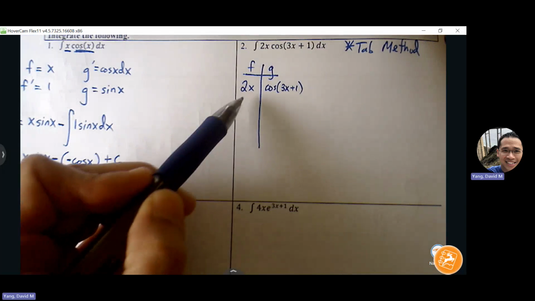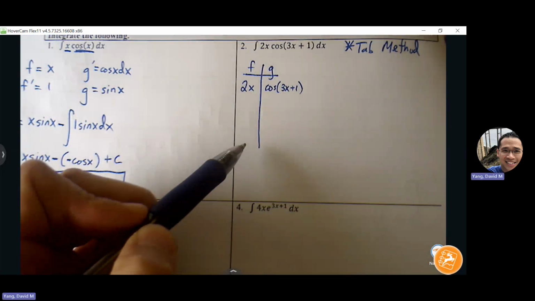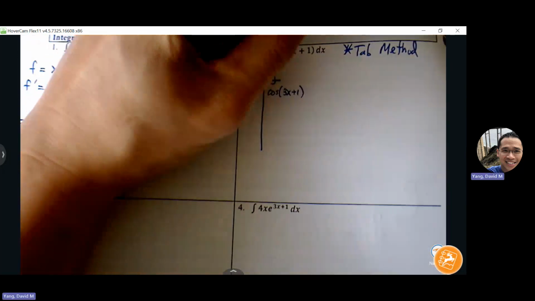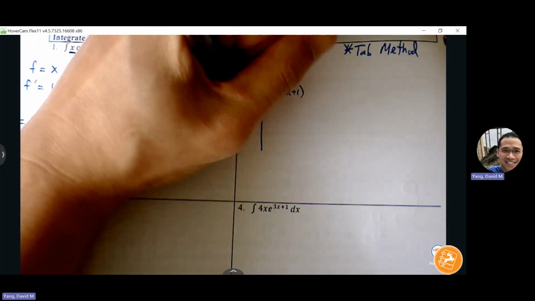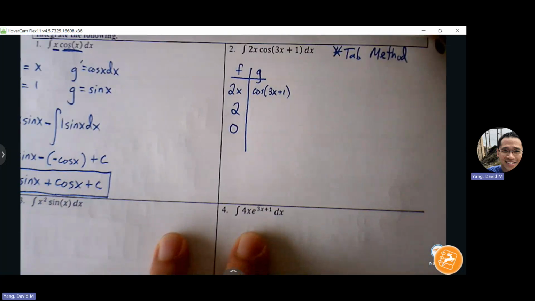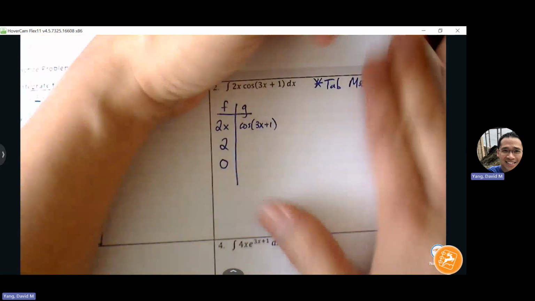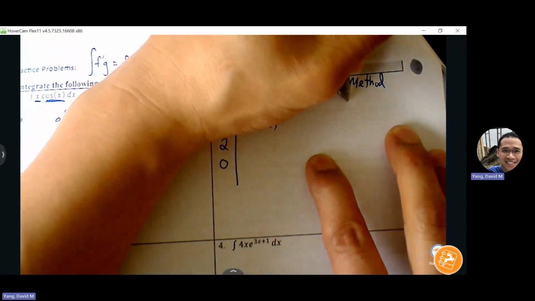First column here, 2x. We're going to keep finding the derivative until we reach 0. 2x becomes 2. 2 becomes 0. So there's not a lot that we have to worry about. Now, this one, we have to be careful here because when we take the antiderivative, there's going to be u substitution here.